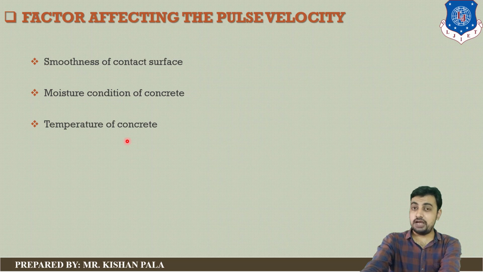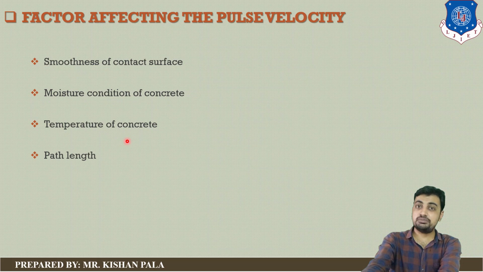Next one is the temperature of the concrete. It has been estimated that 5 to 30 degrees Celsius will give you the ideal result of the test. If your concrete mass is at a temperature greater than 30 degrees, this will decrease the ultrasonic pulse velocity of your concrete mass. If the temperature decreases to less than 5 degrees Celsius, this will increase the ultrasonic pulse velocity. So the temperature greatly affects the velocity of the ultrasonic pulse.